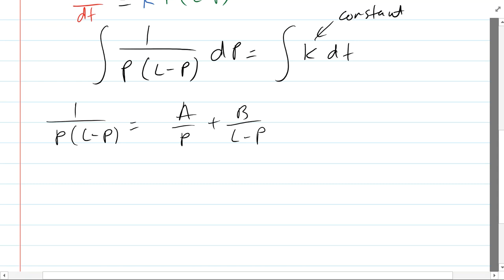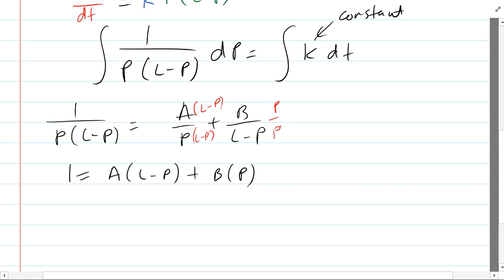All right, does this mean that 1 equals A times L minus P plus B times P if I get a common denominator? What did I do? I multiplied by L minus P over L minus P, and this was P over P, right? And now I have a common denominator. If you don't need to show this and you can go straight there, you can go straight there. Just don't mess up, because if I don't see anything up there, I can't give you any partial credit, right? So don't screw it up.